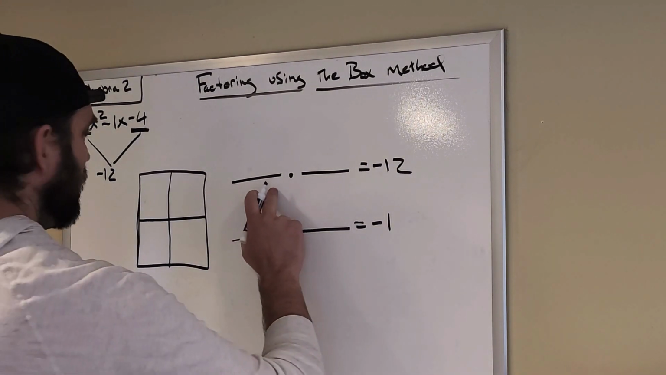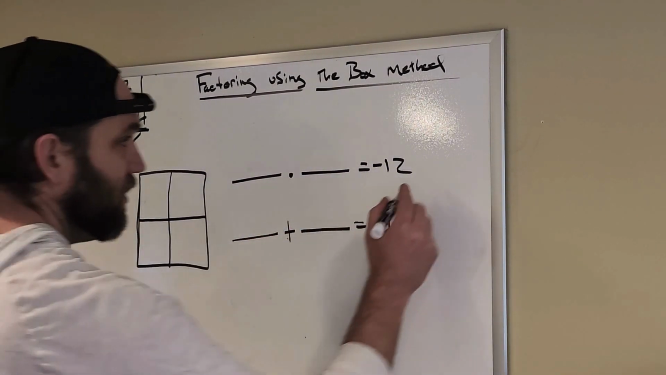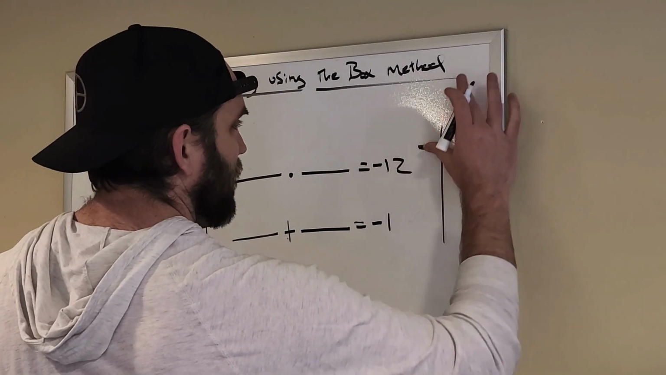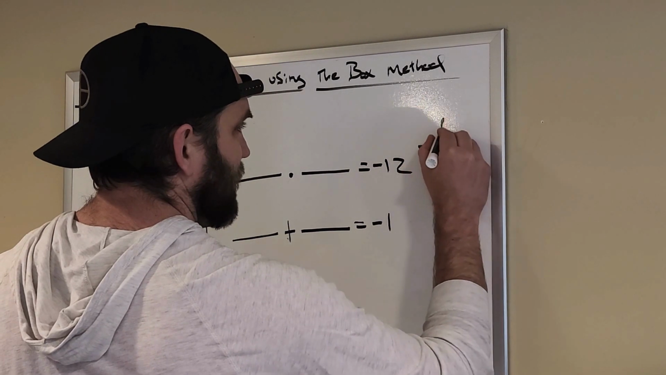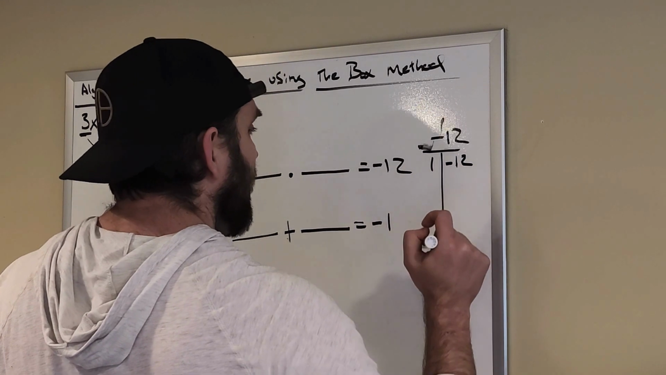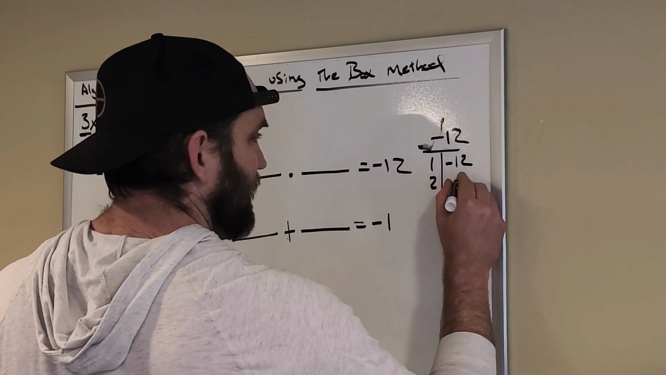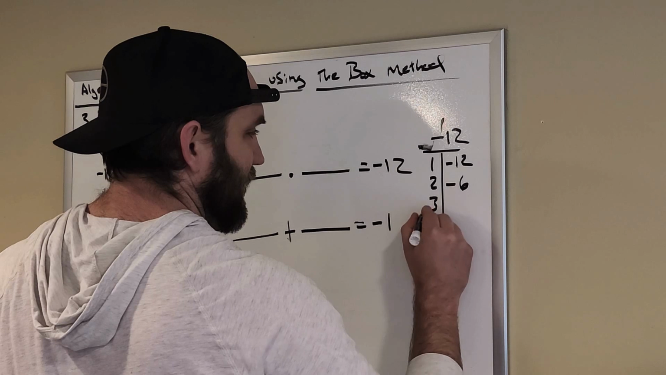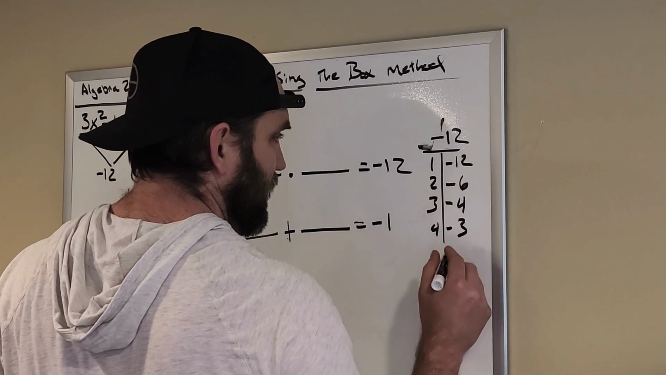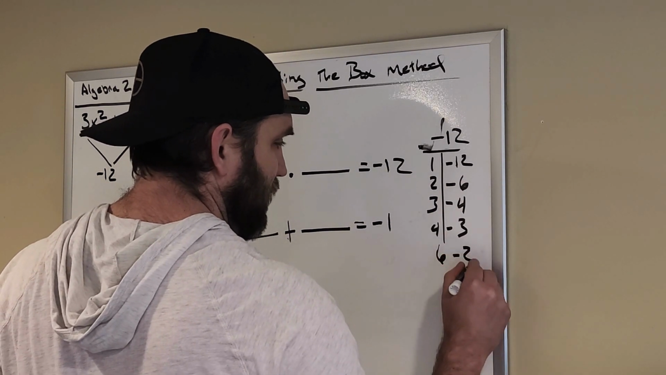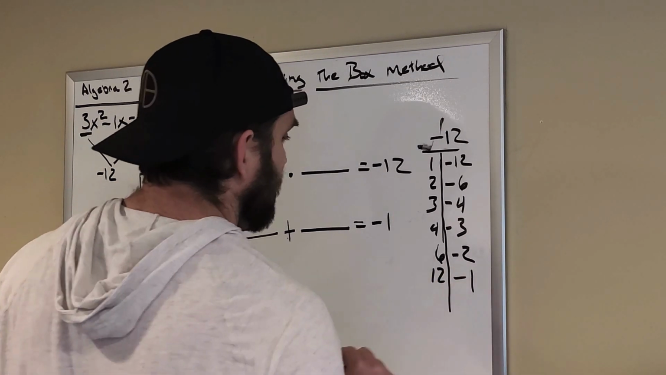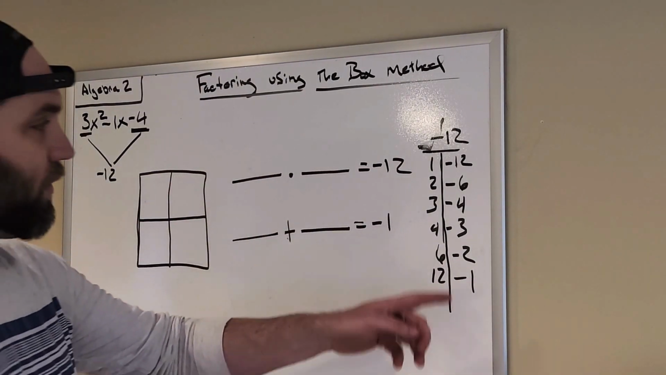So I say, what are my factors of negative 12 now? So my factors of negative 12: I have 1 and negative 12, 2 and negative 6, 3 and negative 4, 4 and negative 3, 6 and negative 2, and then 12 and negative 1. All right? So I have all these factors here.